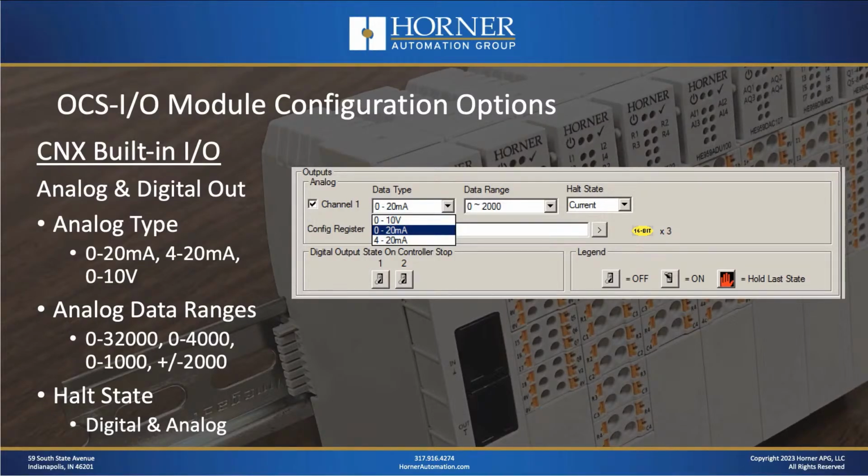Okay, now going to the output channels, you've got 1 channel of analog output and 2 solid state outputs. For the analog output, you can choose the signal type as well as the data range, as well as what happens when the controller goes into stop mode. What do you want the output to do? On the digital side of things, it's just like any other digital output with OCS-I. The only thing to really configure is if you want it to do something unusual from a hold last state standpoint when the controller goes into stop mode. Generally, you don't. You just leave it at default.